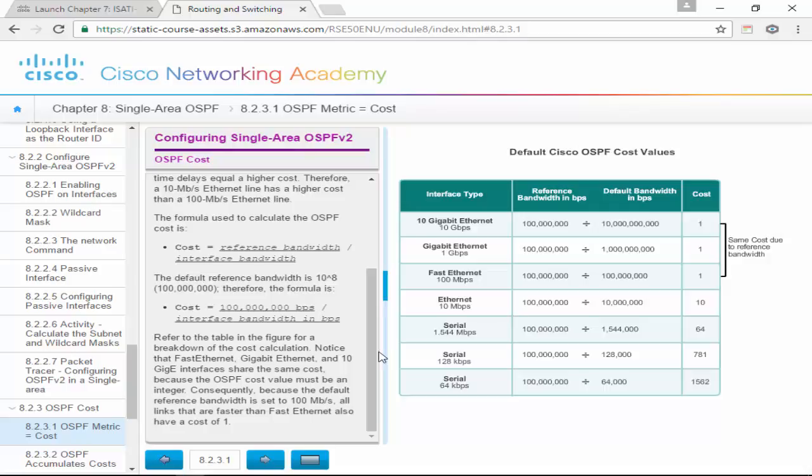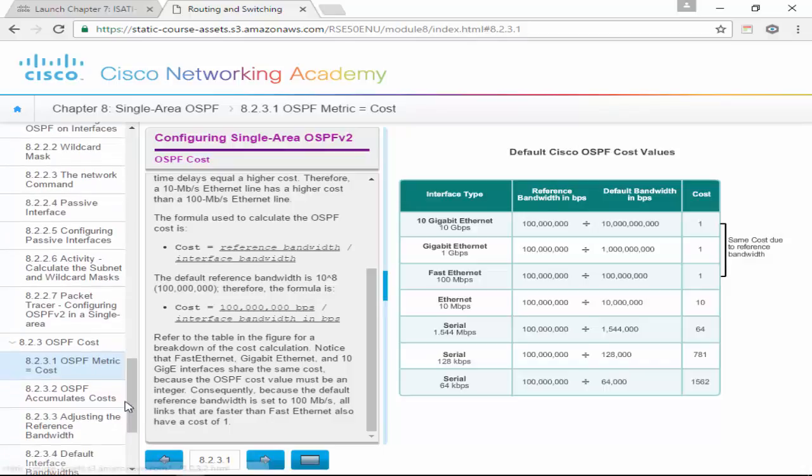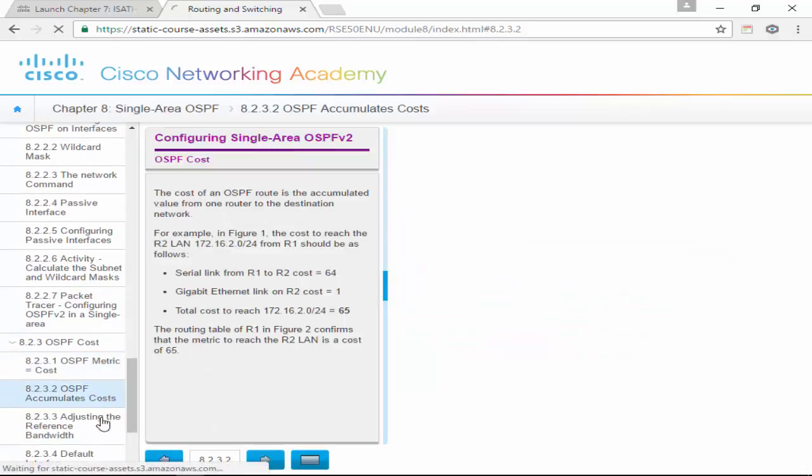We have to actually adjust our cost. But basically, we take our speed and we divide it by 100,000, right? And that gives us our cost. Or we take 100,000 divided by our speed, sorry. And that gives us our cost. Unless we adjust it, right?